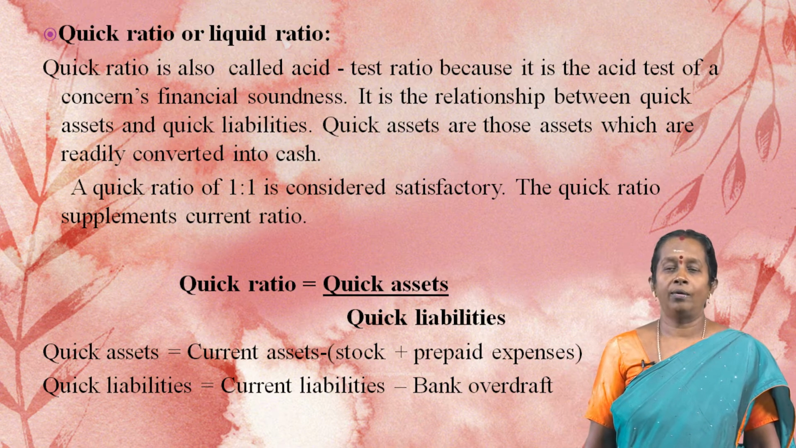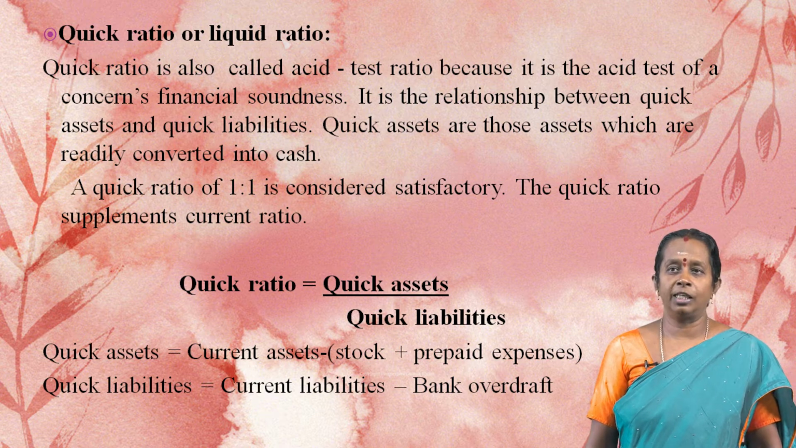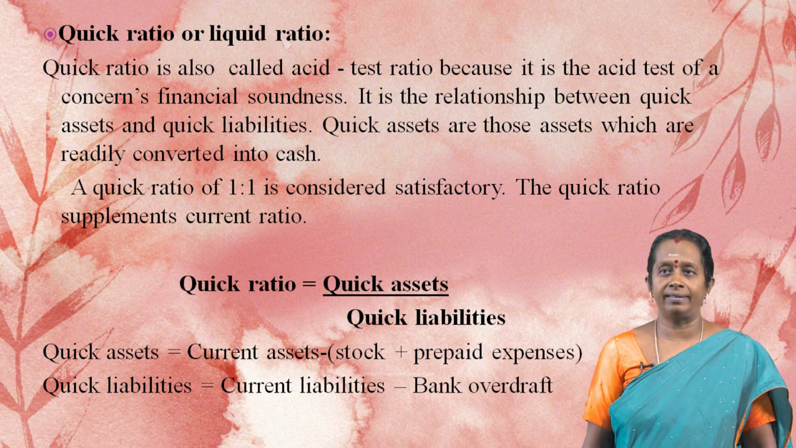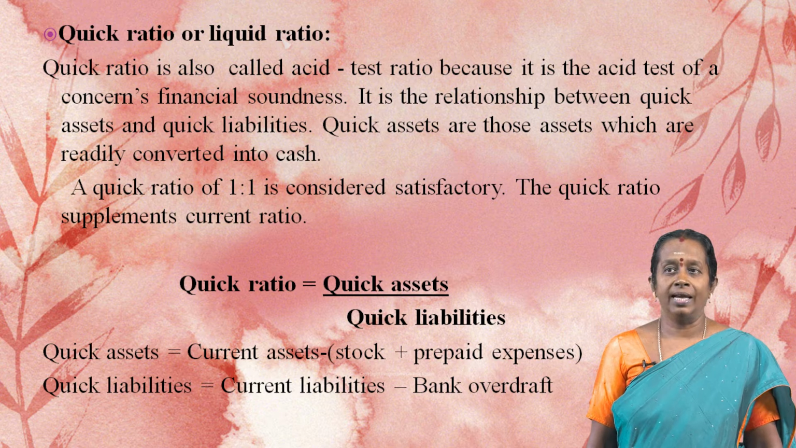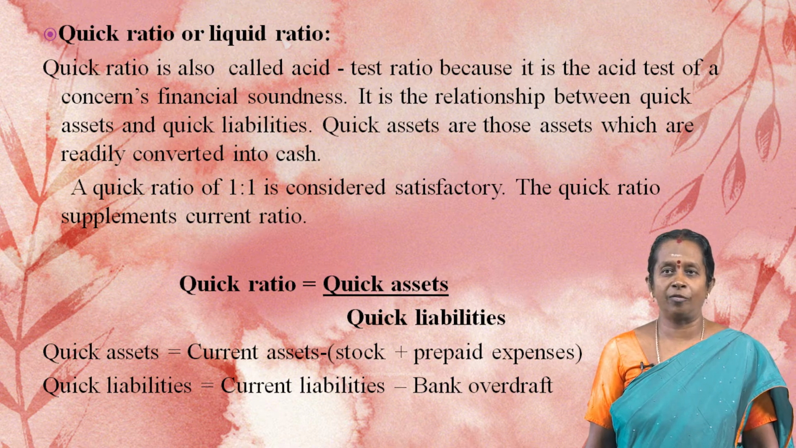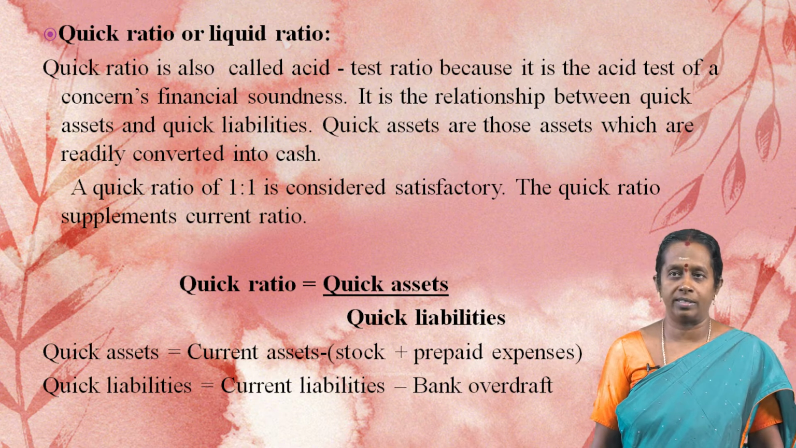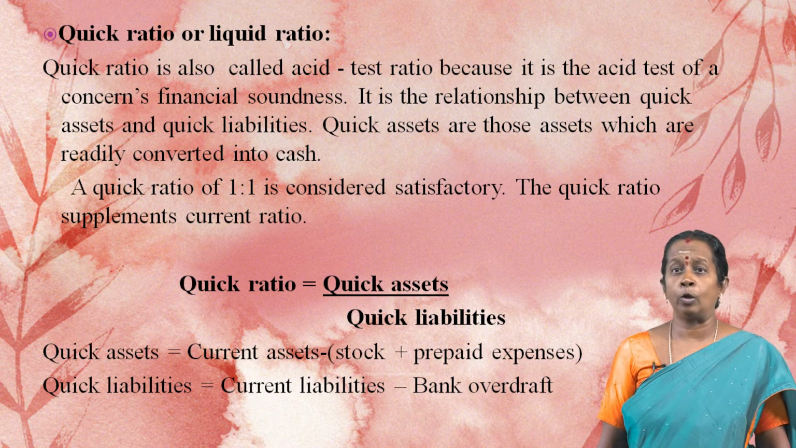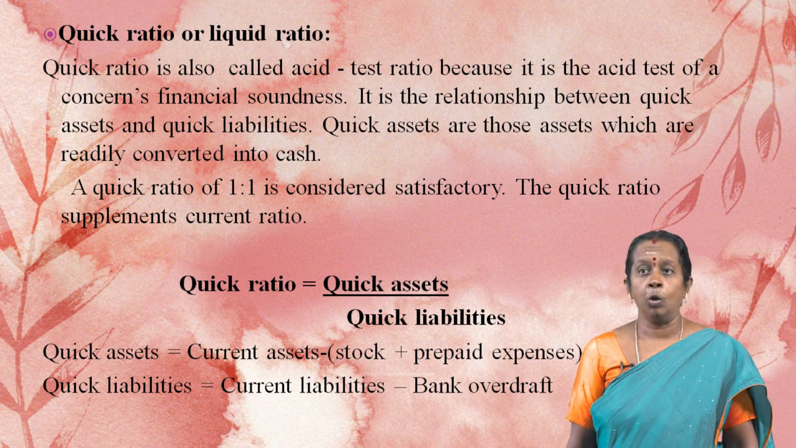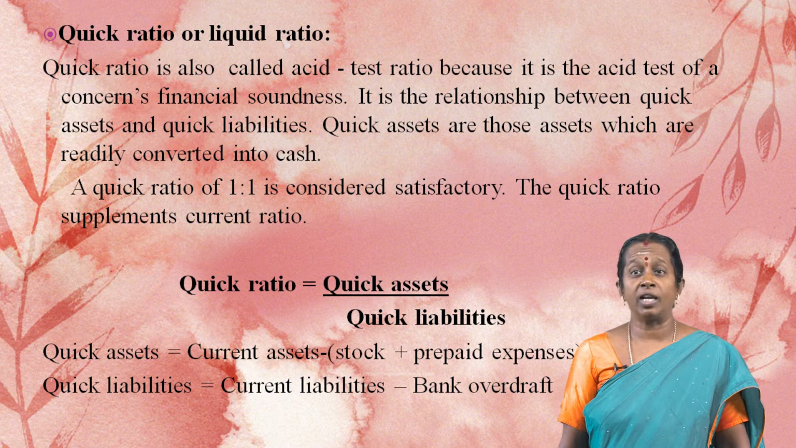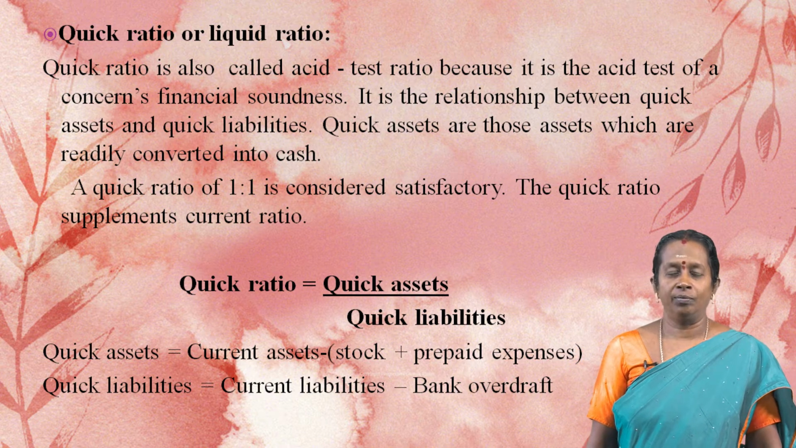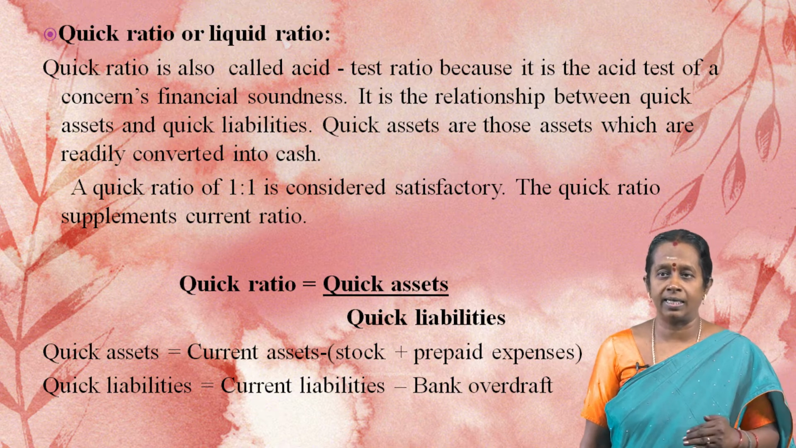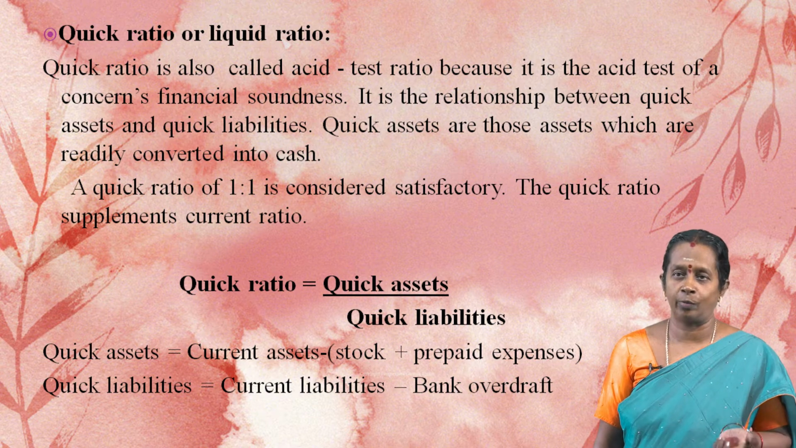Next one is quick ratio. Quick ratio is otherwise termed as liquid ratio or acid test ratio, because it is the acid test of a concern's financial soundness. It is the relationship between quick assets and quick liabilities. Quick assets are those assets which are readily converted into cash. That means to get quick assets, we take the current assets, and if we reduce the stock and prepaid expenses, we get the quick assets.